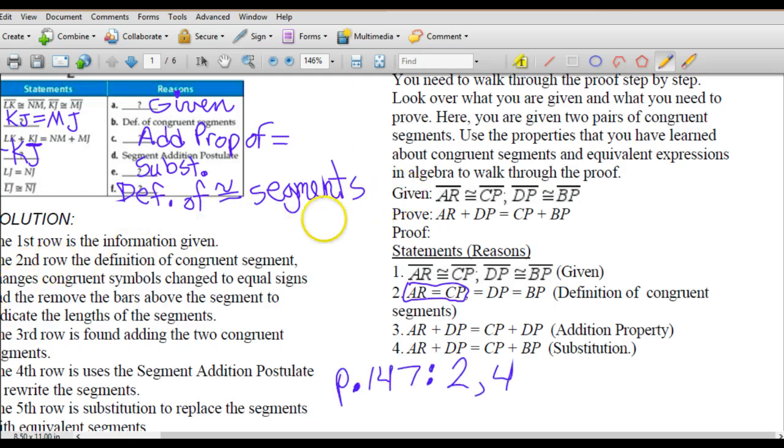So this would be a good time for you to try two problems on page 147, numbers 2 and 4. Take about 5 minutes or so to look at those.